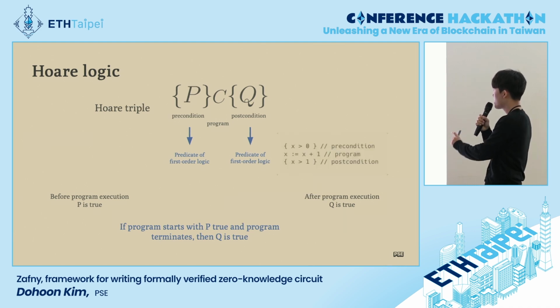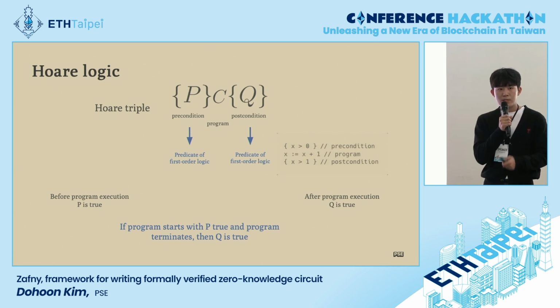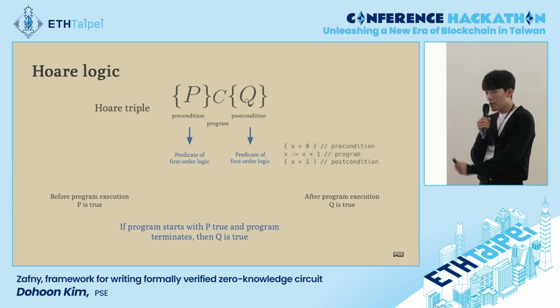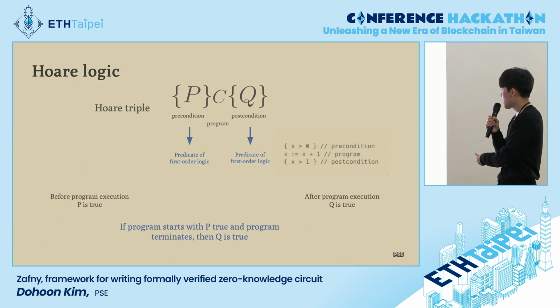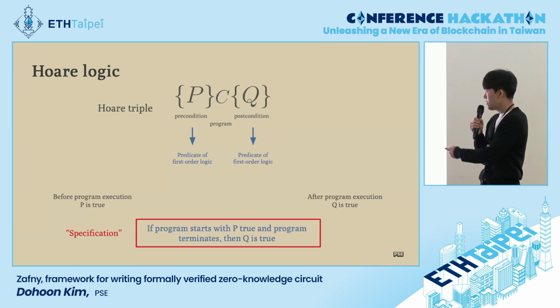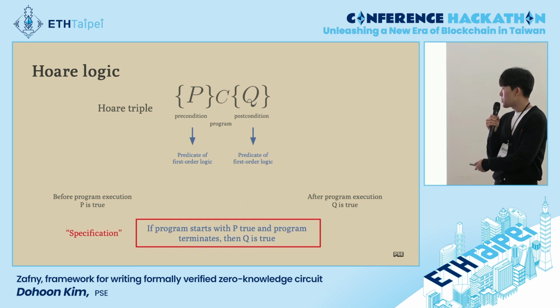This is a very simple example of a Hoare triple. Before the program, the variable x is bigger than 0, and in the program, we simply add 1 to the variable x. Then after the program, the postcondition might say that variable x should be bigger than 1. This whole statement, that if the program starts with predicate P true and terminates, then predicate Q becomes true, is usually the specification of the program.